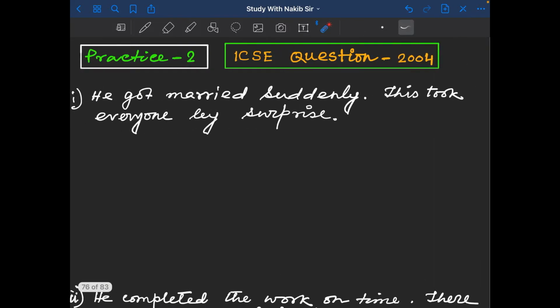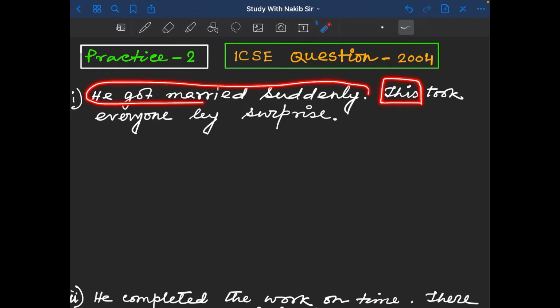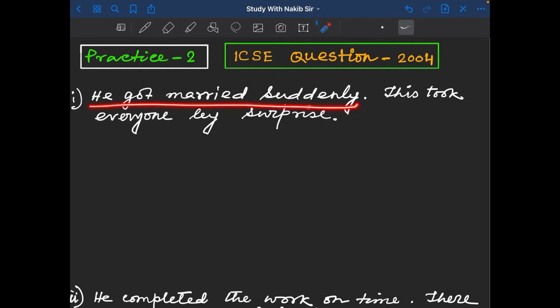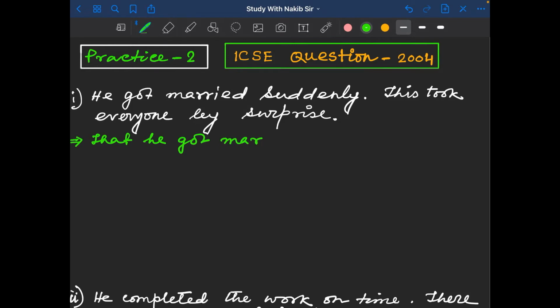Now see the answer. He got married suddenly. This took everyone by surprise. See the nature of the sentences. He got married suddenly. This means the fact of the first sentence. So in place of this, you can use the first sentence. See this way: That he got married suddenly.